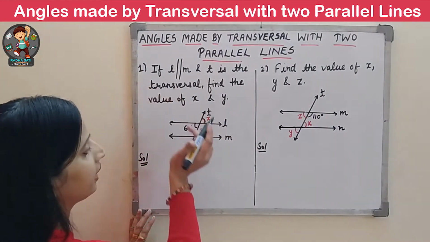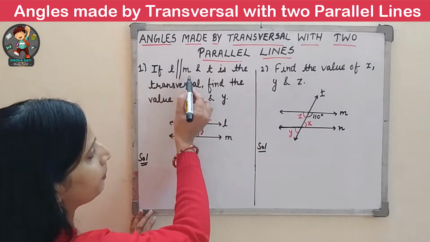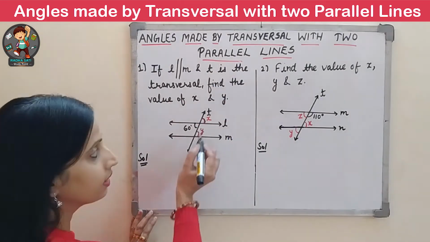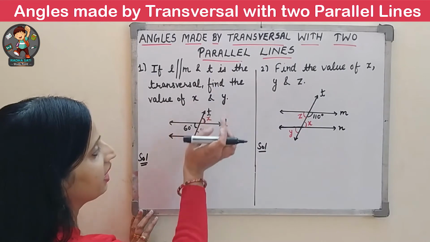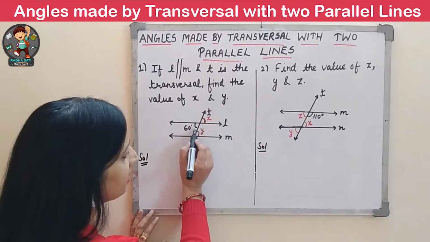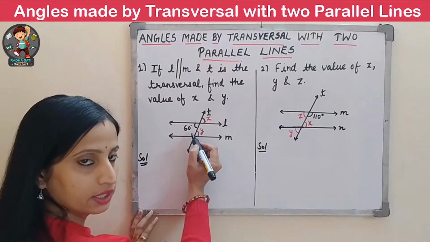Okay. So the first question is, if L is parallel to M and T is the transversal, then in this question find the value of X and Y. And here one angle is given. It is 60 degrees.